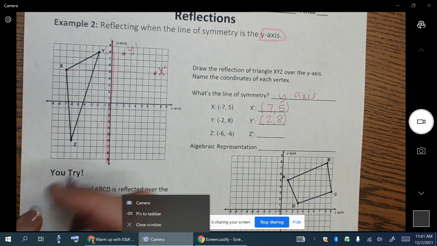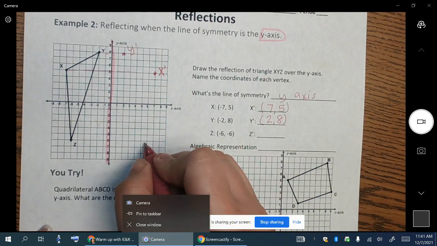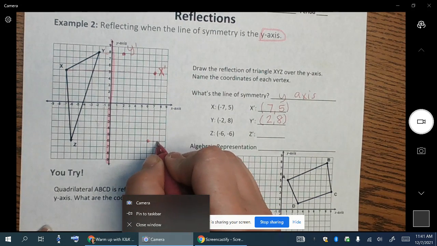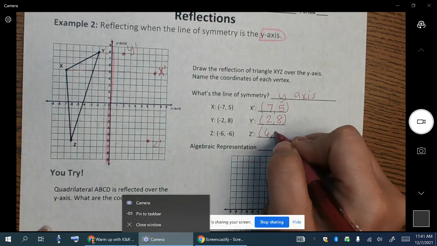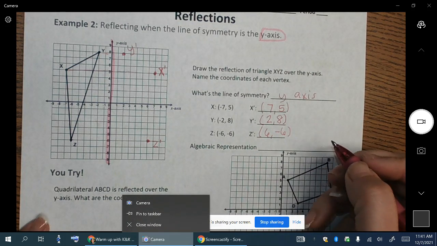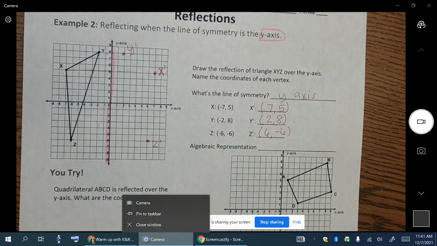And then finally, Z is way down here. How far is Z? 6. So it also has to be 6 here. That's Z prime. Wait, so since it's the y-axis, is the y going to go first? Oh, never mind. Okay. Everybody got the new points?